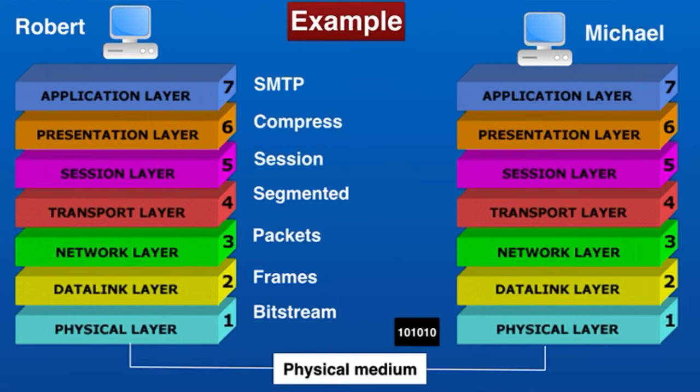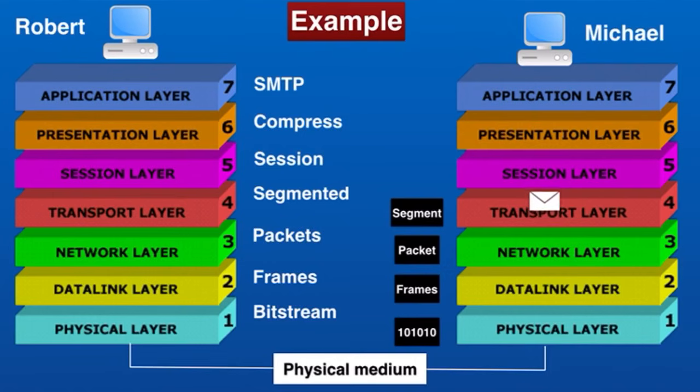Once Michael's computer receives the bit stream through a physical medium such as Wi-Fi, data will flow through the same series of layers on his device but in the opposite order. First, physical layer will convert the bit stream into frames that get passed to data link layer. Data link layer will reassemble the frames into packets for network layer. Network layer will make segments out of the packets for transport layer, which will reassemble the segments into one piece of data.